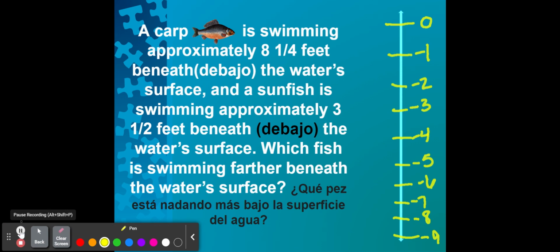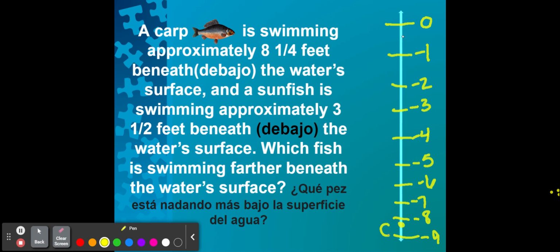All right, so I'm going to plot that carp. I'm starting at 0. He is at approximately 8¼ feet down. So his rational number is -8¼. So I'm going to go -1, 2, 3, 4, 5, 6, 7, 8. But he's a little bit more than that. So my 8¼ is about right there. So that's my carp. I'm going to put a little C for him. And the sunfish is about 3½ feet below.